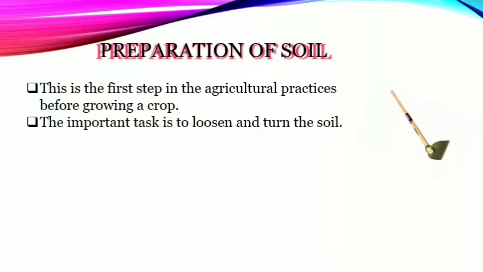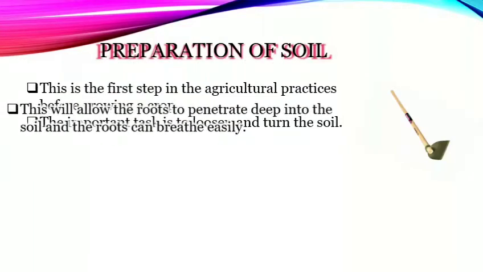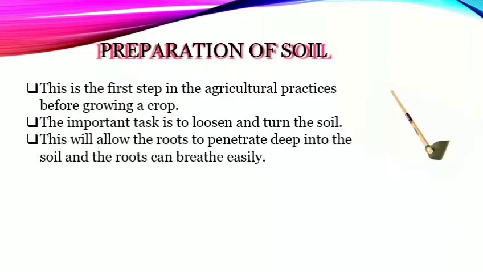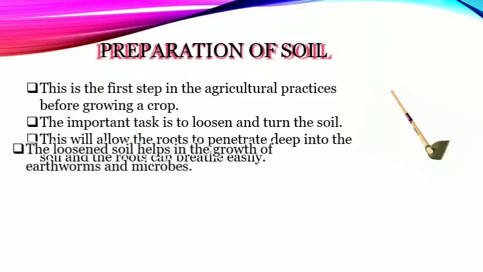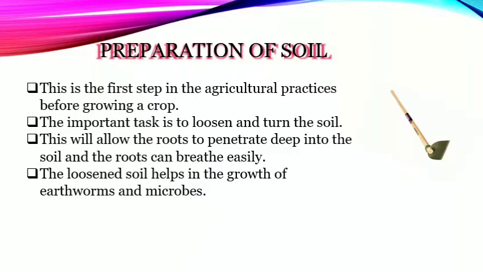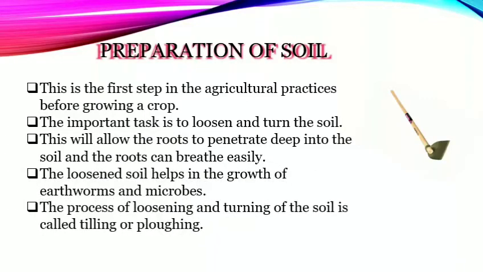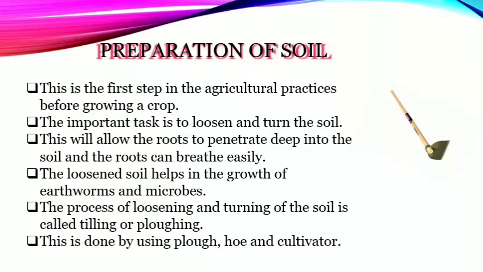The important task is to loosen and turn the soil. This will allow the roots to penetrate deep into the soil and the roots can breathe easily. The loosened soil helps in the growth of earthworms and microbes. The process of loosening and turning of the soil is called tilling or plowing. This is done by using plow, hoe, or cultivator.